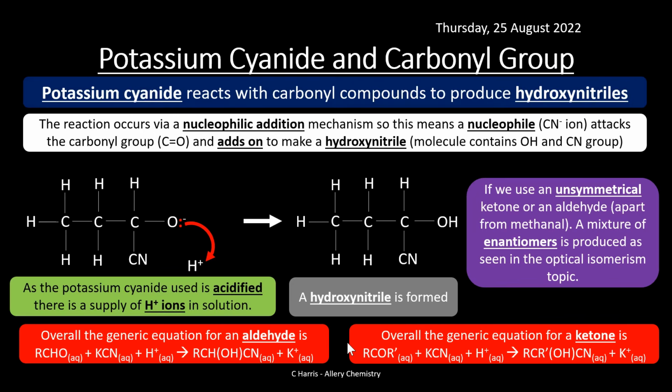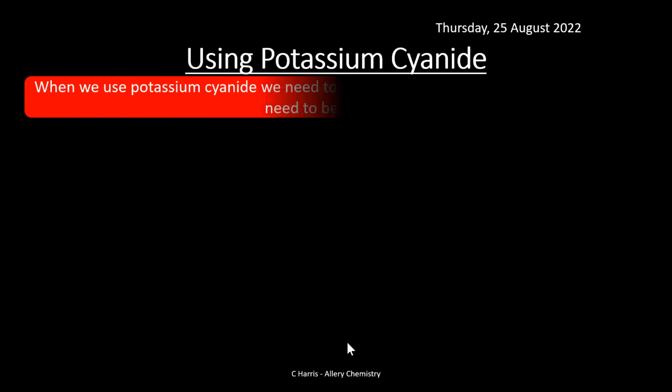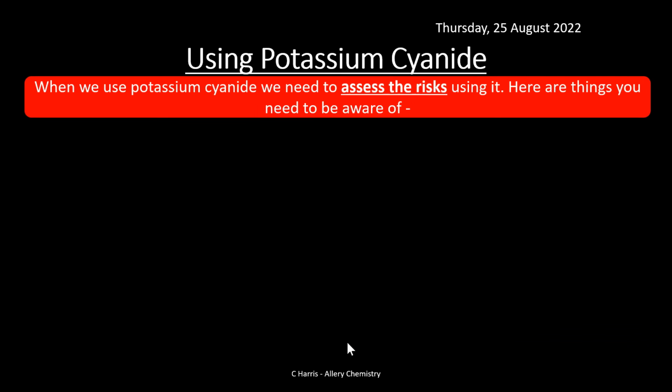So if we use an unsymmetrical ketone or an aldehyde apart from methanal, then we get a mixture of enantiomers that are produced. And obviously we've seen that in the optical isomerism topic, where you will have seen about stereoisomers. So that's obviously going to be quite an important part. We'll look at them in a moment. You need to know about the 2 different ones that you produce. So we'll go through it after this.